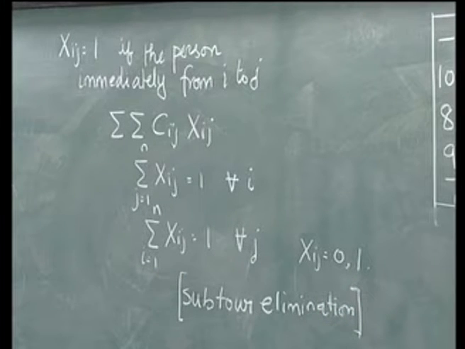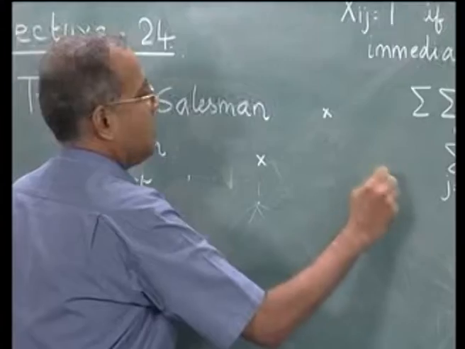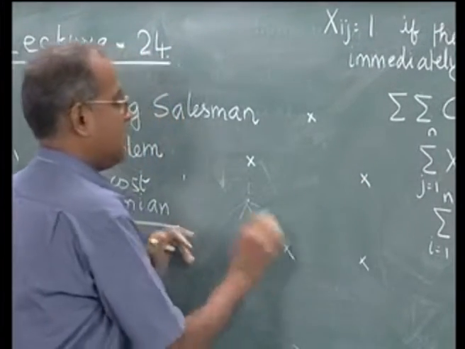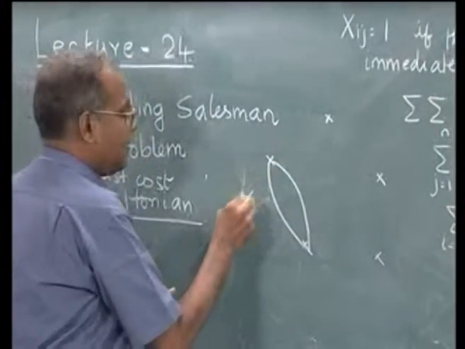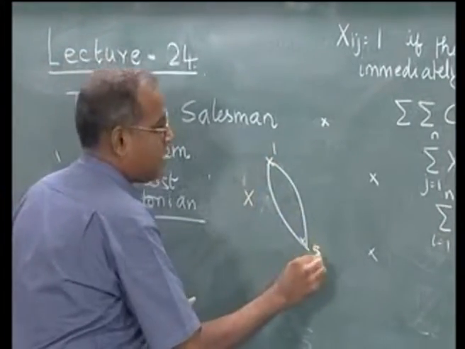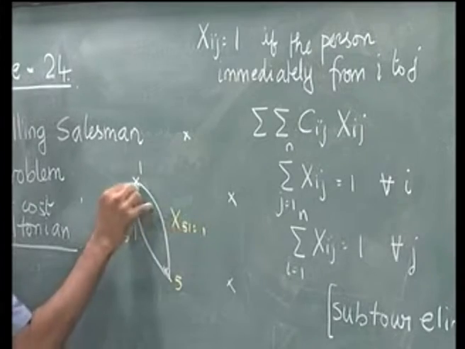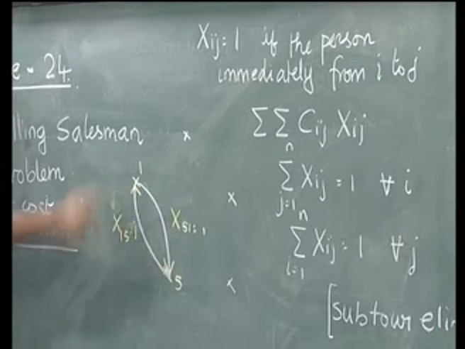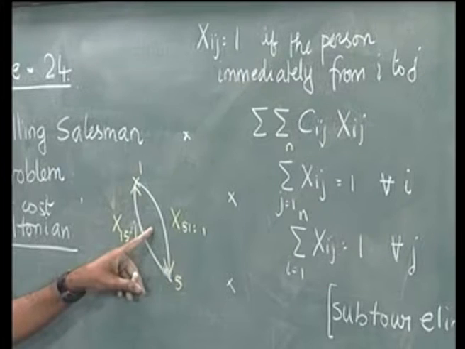Now, what are these subtour elimination constraints? We saw that if I have, say, 5 cities, and I get into a solution like this, where this is 1 and 5, x15 equal to 1 and x51 equal to 1. Now, this is a subtour. We should not have subtours of this type.